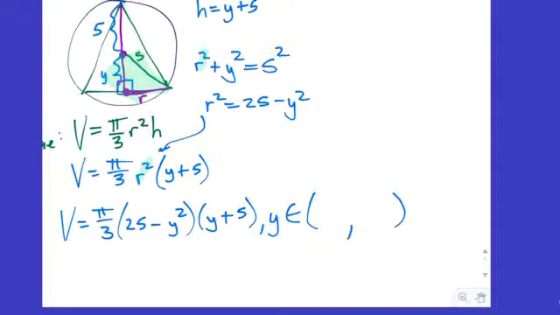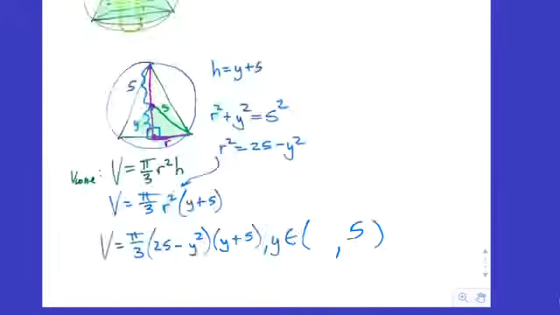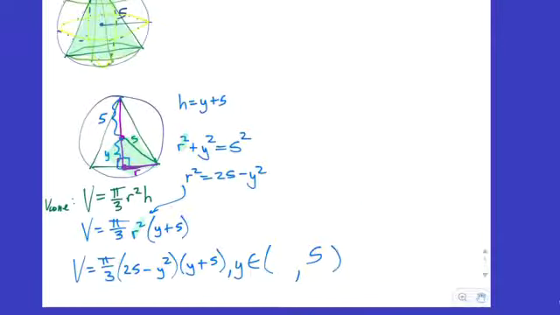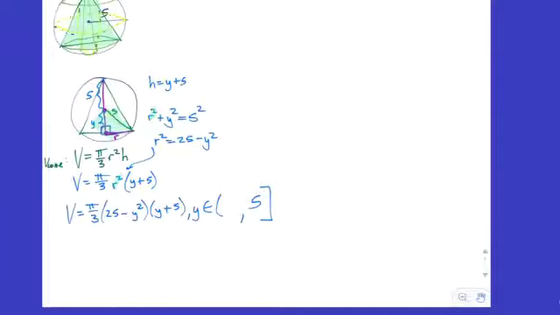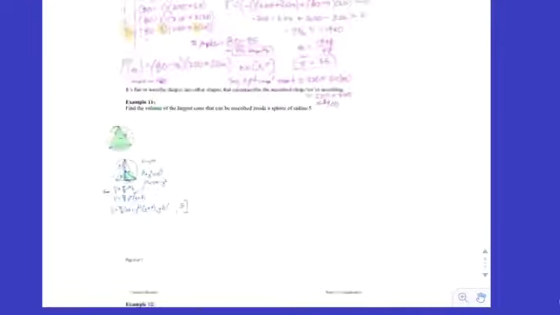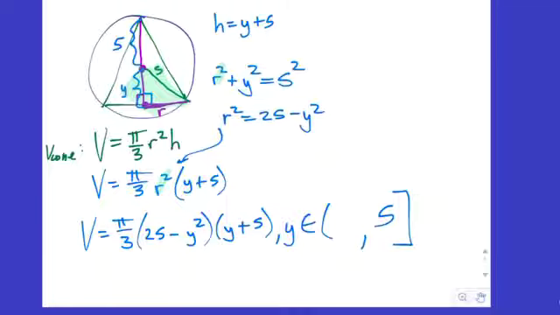Let's do that first. 5, right? If y is just going to be the distance I go past the center, I have 5 in the top, and if I go another 5, that's the whole diameter. So 5 is the biggest. Now, you can almost make a claim that you can put a bracket there. What would happen to the volume, though, as y gets bigger and bigger, approaching 5, your triangle and your cone are getting narrower and narrower and narrower, approaching a volume of 0. So you know that when it's 5, the volume is going to be 0.